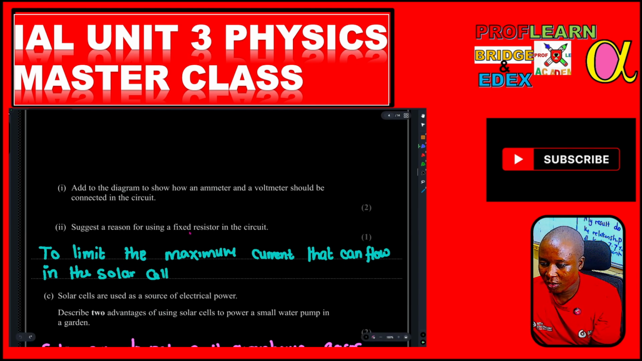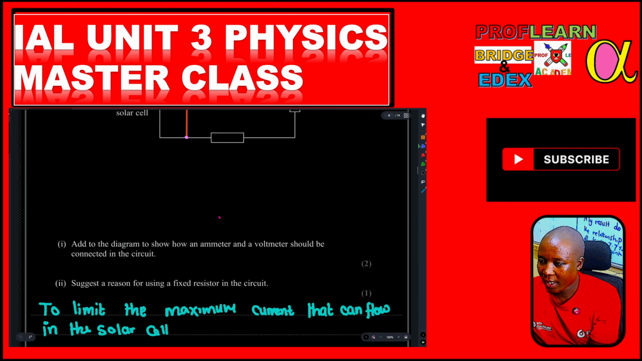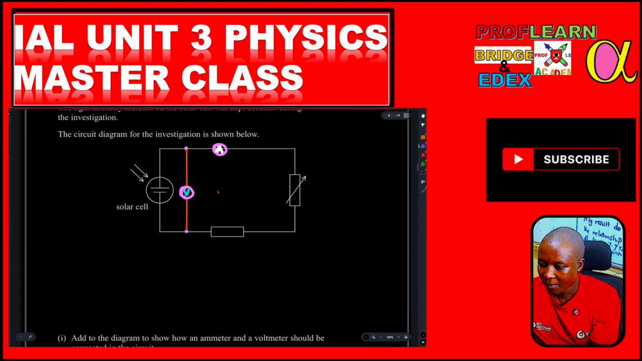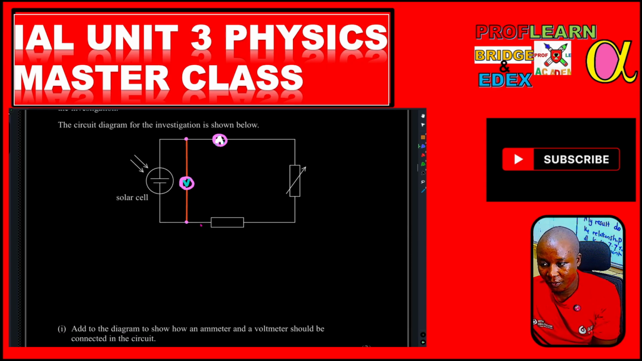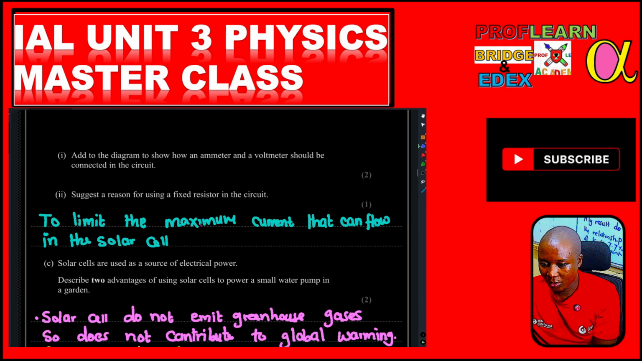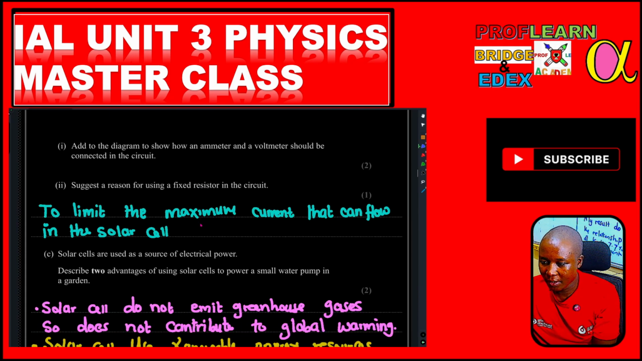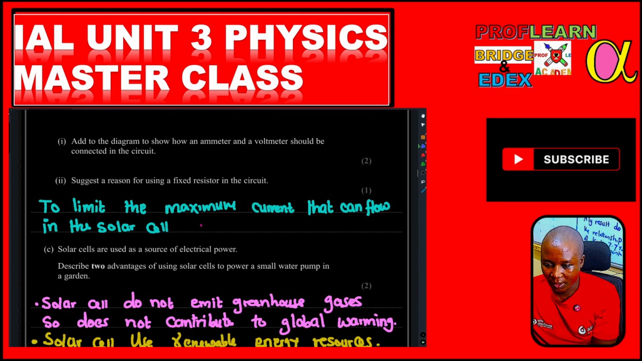Suggest the reason for using a fixed resistor. We are having a fixed resistor here, and the fixed resistor, when you are asked such kind of a question when it comes to unit 3, it's meant to limit the maximum amount of current that can flow in the circuit. So that is basically the reason you're going to give if they give you a question like that, to limit the maximum current that flows in the solar cell.